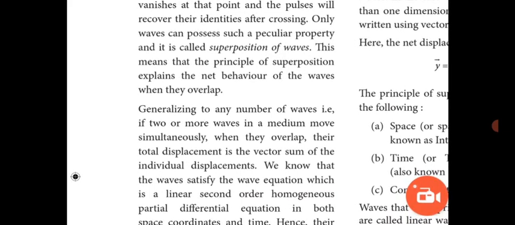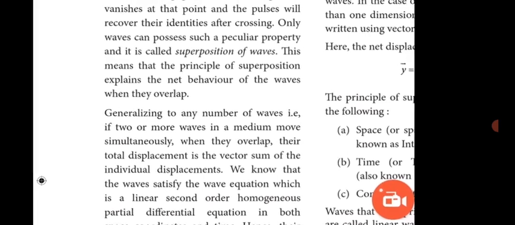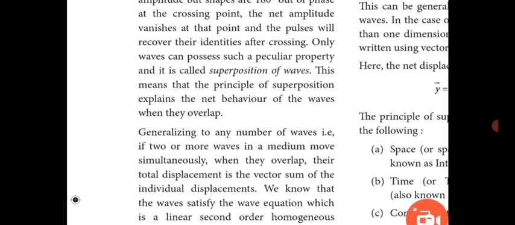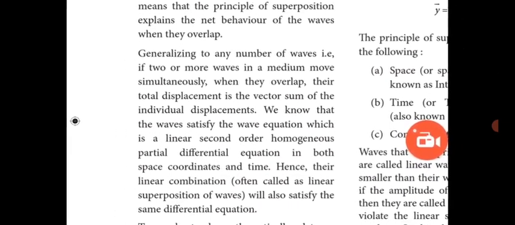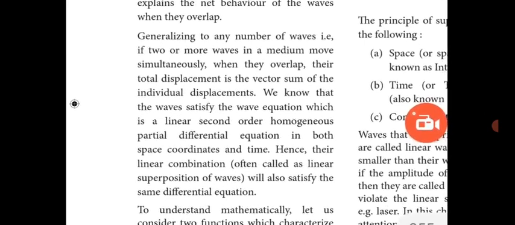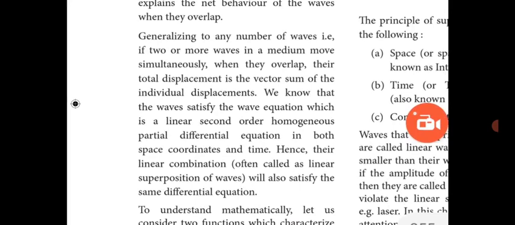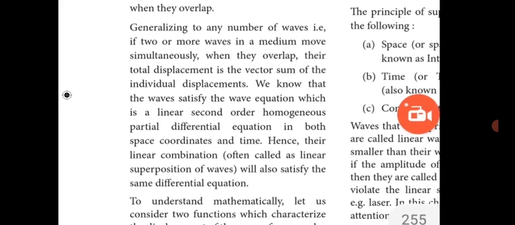Overlap means, you know, the waves come one after another, one on top of another, forming one by one, so that is overlapping. Generalizing to any number of waves, if two or more waves travel simultaneously in the medium and overlap, their total displacement is the vector sum of the individual displacements.